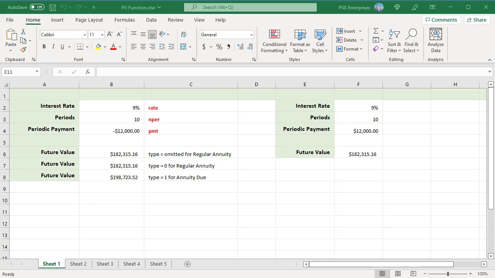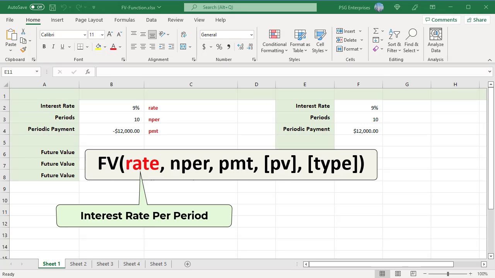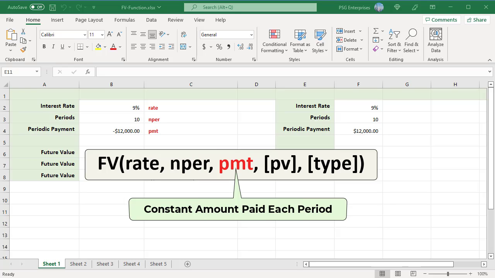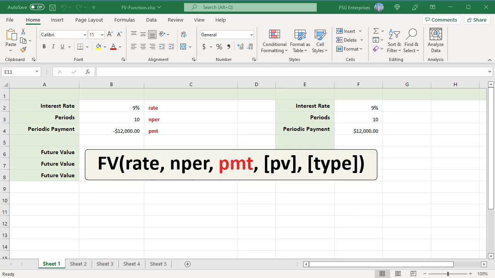Here is the syntax. Rate, the interest rate per period. Nper, the total number of payment periods in an annuity. PMT, the constant amount paid each period. If PMT is for cash out, the payment value must be negative. For cash received, the payment value must be positive, which is like income or dividends. If omitted, it is assumed to be zero and the PV argument must be included.